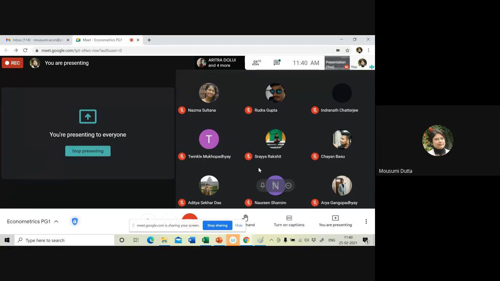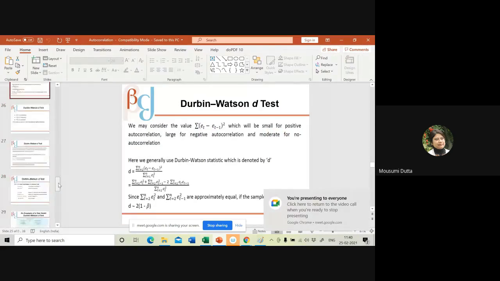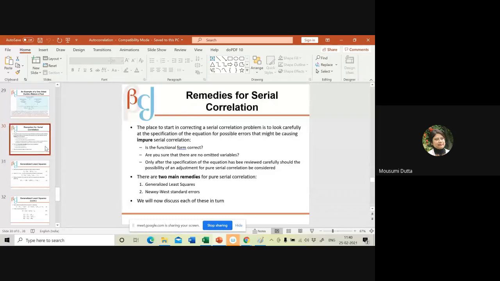What is this Cochrane-Orcutt method? First we will talk about the Cochrane-Orcutt method, and then we will identify if there is any limitation for it, and we can go for another improved version. I hope everybody has pen and paper, because I'll tell you some steps.